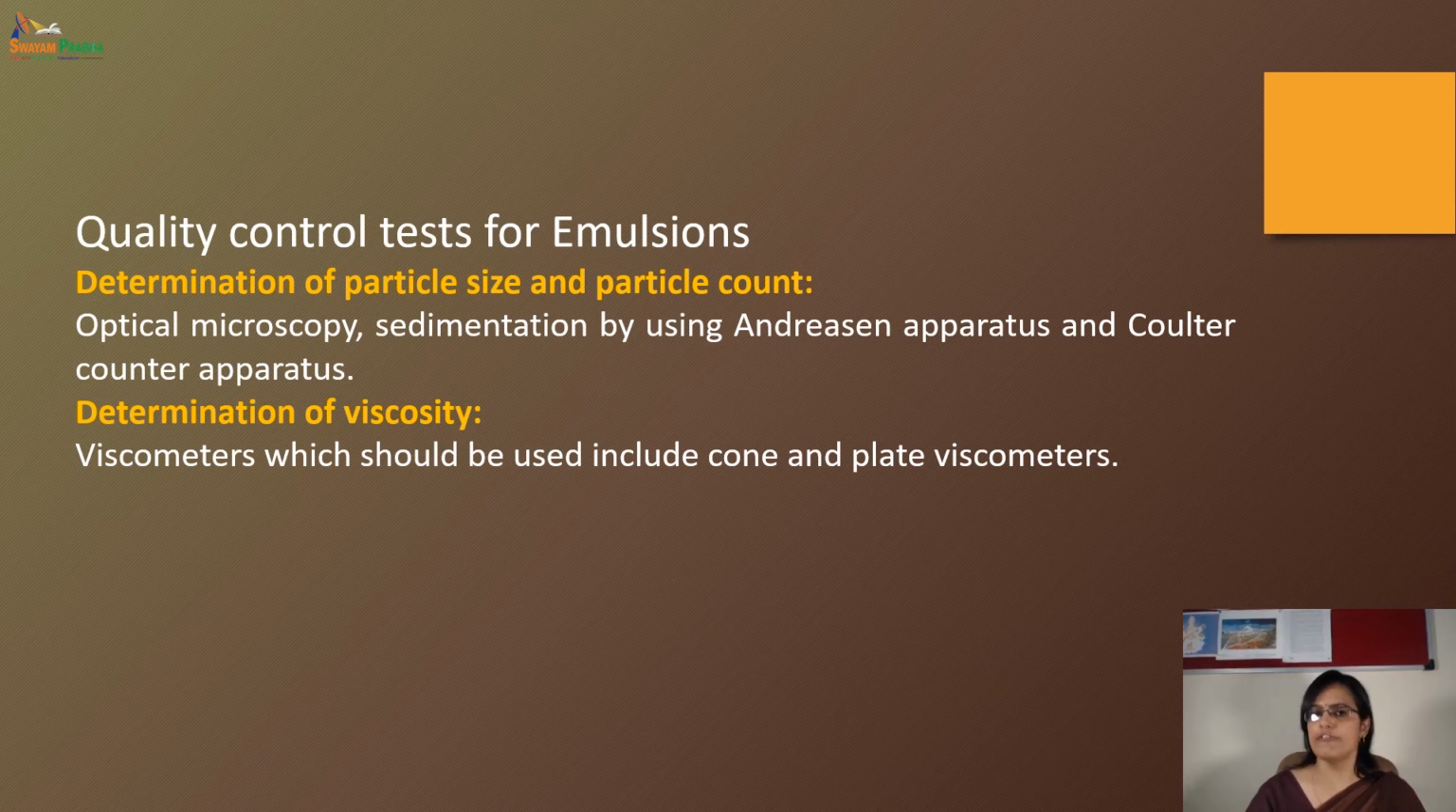Determination of viscosity. We have studied in our previous module also how to measure viscosity. The viscometers which can be used include cone and plate, and different Ostwald viscometers. You can use different types of viscometers to determine the viscosity, because viscosity has a large contribution to the stability of emulsions.